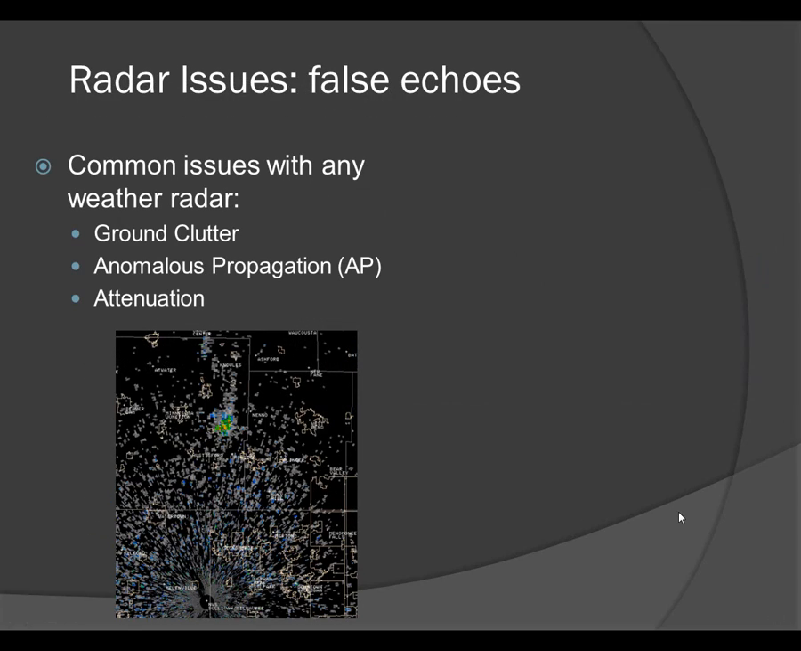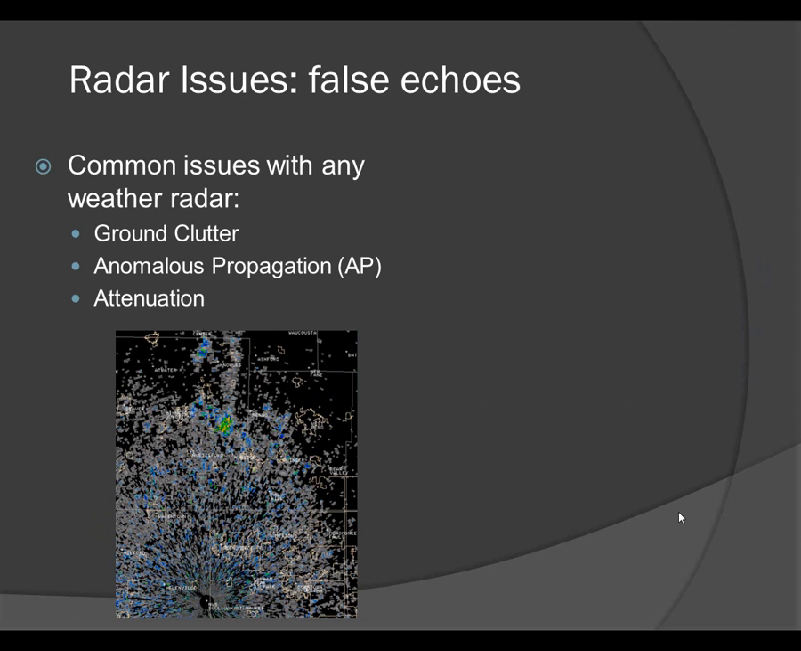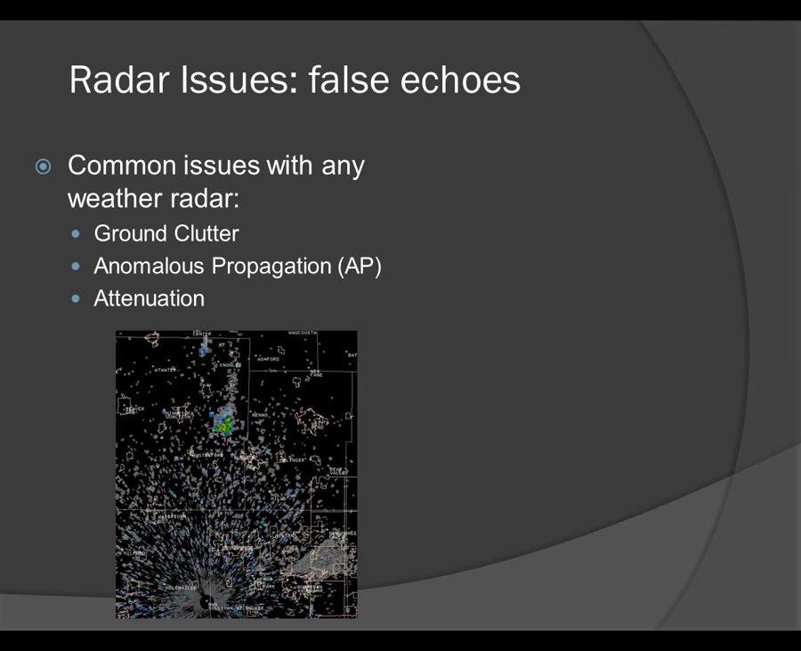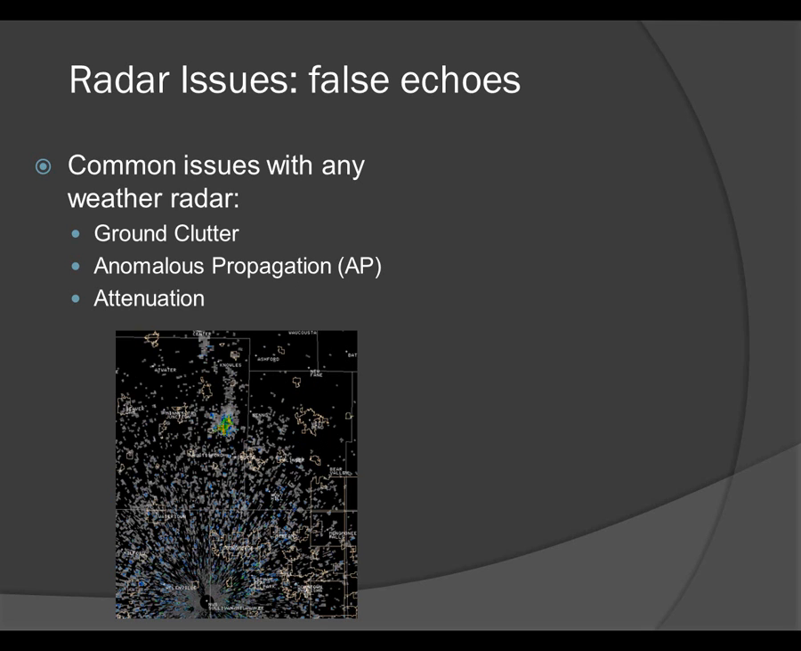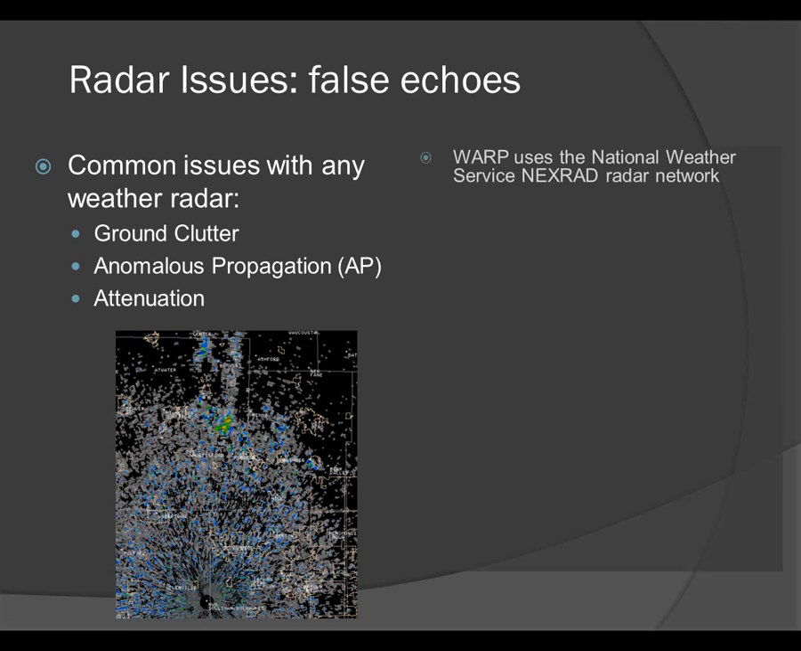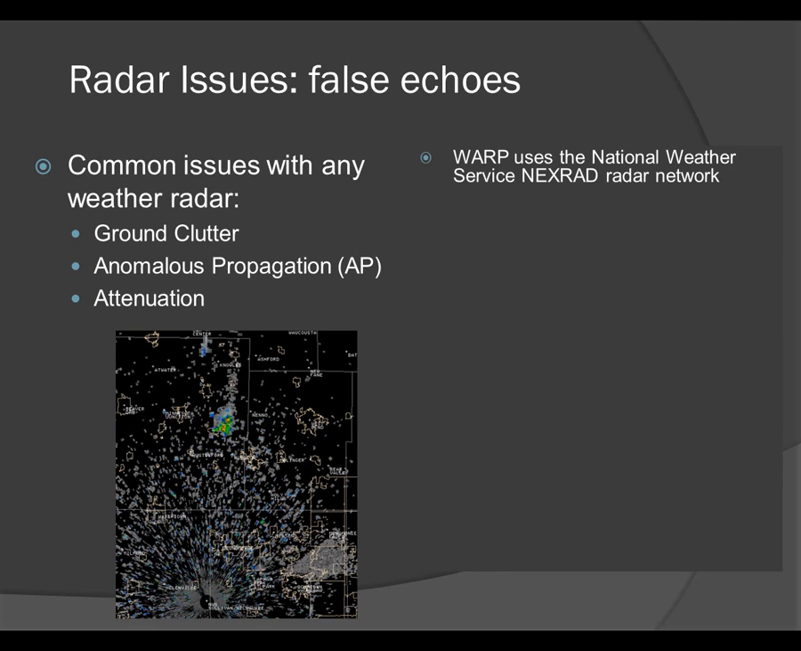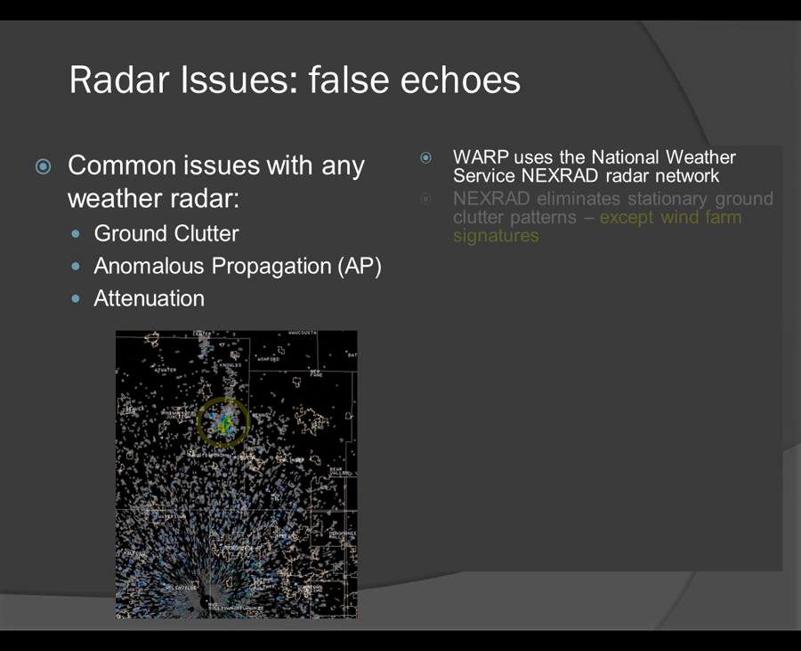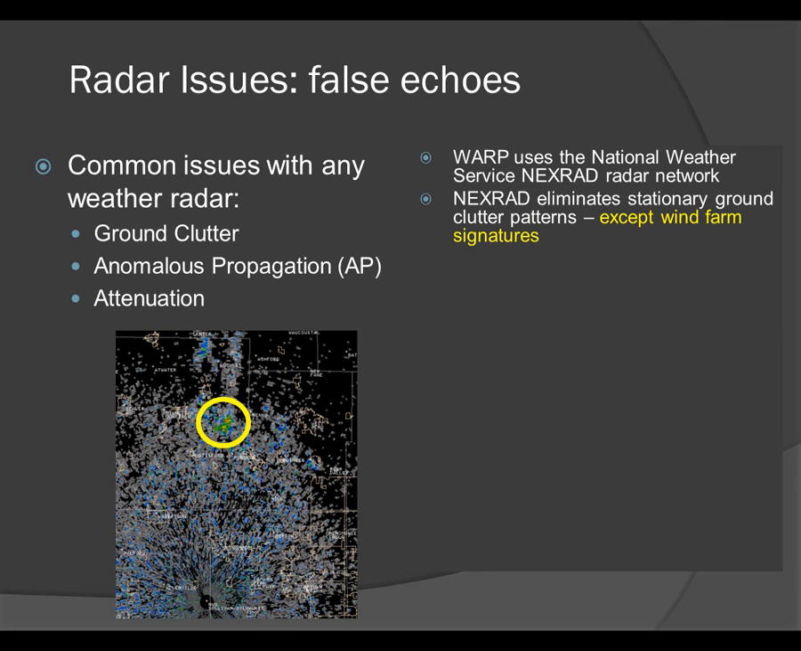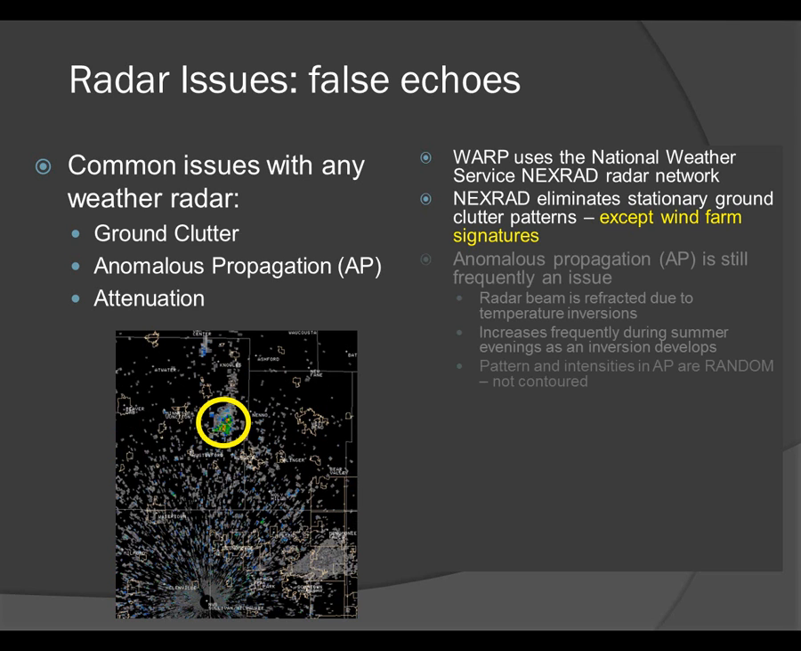Now let's turn to weather radar issues and focus first on false echoes. There are some common issues with any weather radar. There's three basic ones: ground clutter, anomalous propagation, or AP, and attenuation. It's important to remember that WARP uses the National Weather Service NEXRAD radar network. And NEXRAD does eliminate stationary ground clutter patterns, except wind farm signatures. And we'll talk a little bit more about those here in a minute.